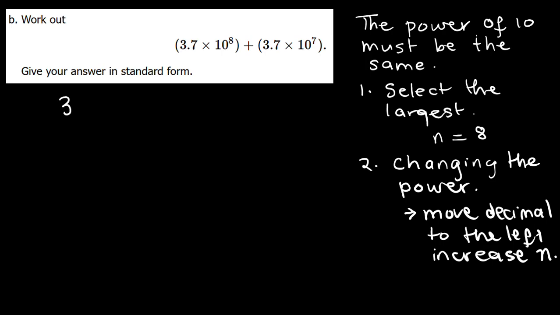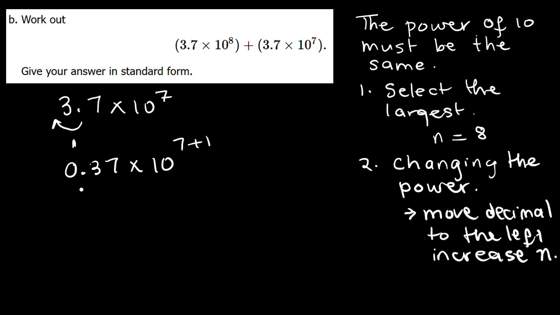So we're going to take 3.7 times 10 to the power of 7. So we move the decimal place to the right, 1. So we look at how many times we've moved it. So it's 1. So then it becomes 0.37 times 10. We increase that by 1. So that will give us 0.37 times 10 to the power of 8.